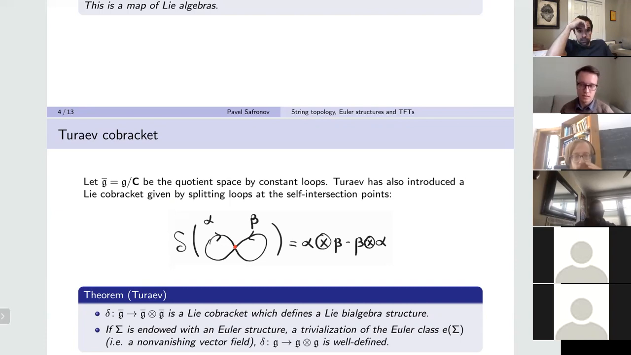But I'm thinking a little bit homotopically, so you have a cochain which represents the Euler class, and I want to trivialize this cochain. And a trivialization of this cochain is what I'll call an Euler structure. So this is a notion due to Turaev. And so basically, if you have an Euler structure, maybe you have a non-vanishing vector field, or maybe you have some combinatorial way of presenting that, then you can actually define this cobracket on all loops. You don't have to mod out by constant loops.